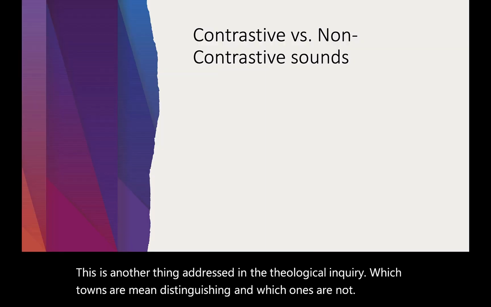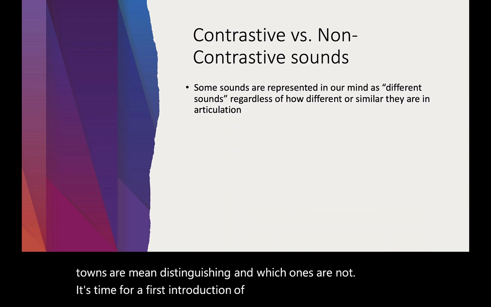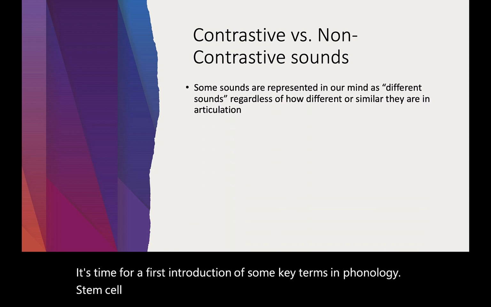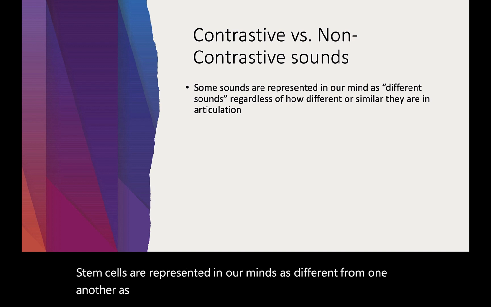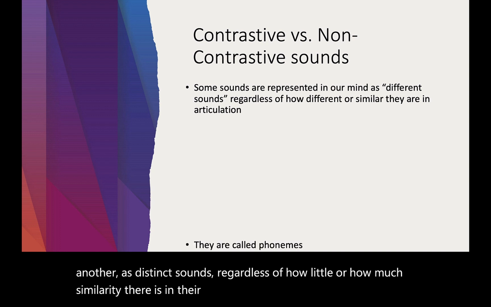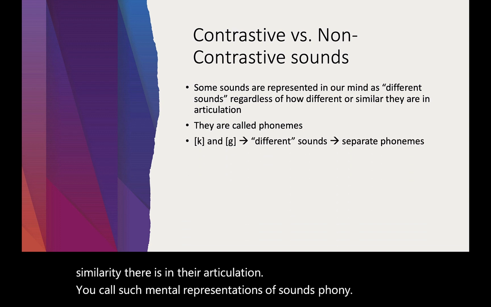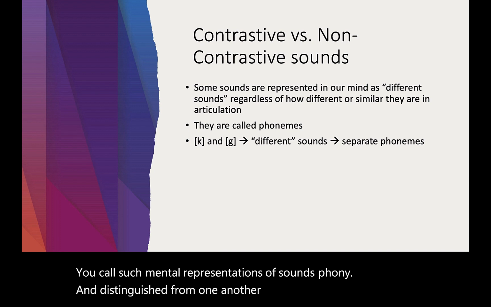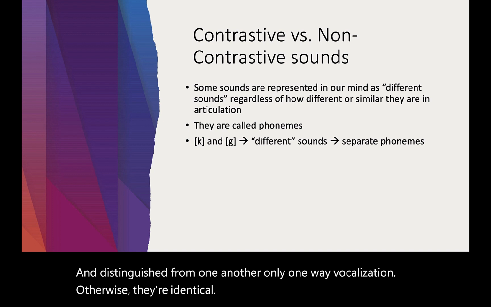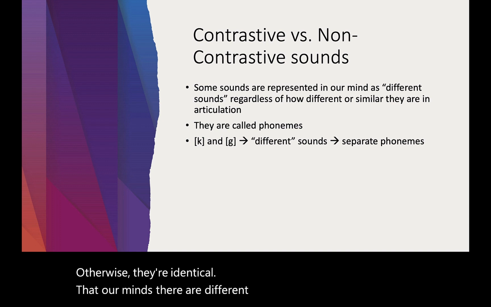It's time for a first introduction of some key terms in phonology. Some sounds are represented in our minds as different from one another, as distinct sounds regardless of how little or how much similarity there is in their articulation. We call such mental representations of sounds phonemes. K and G are distinguished from one another only in one way, voicing. Otherwise they're identical, but in our minds they are different sounds. Therefore, they are separate phonemes.